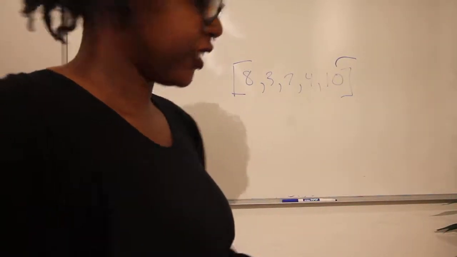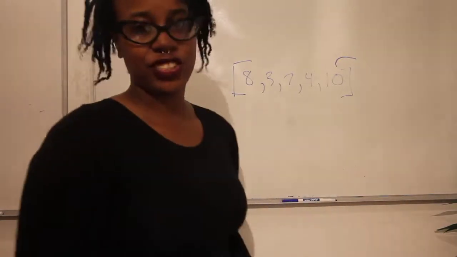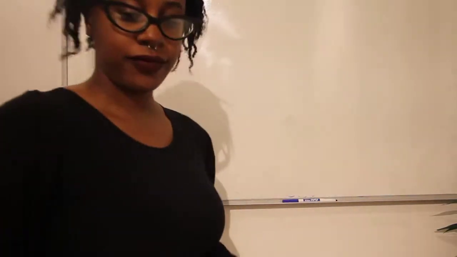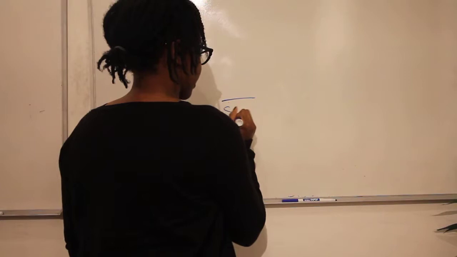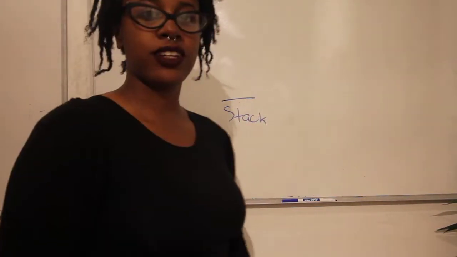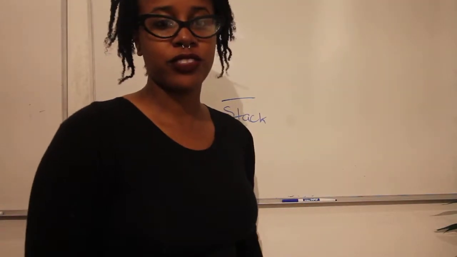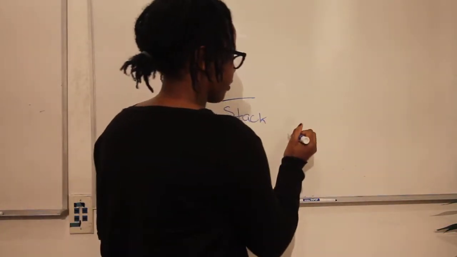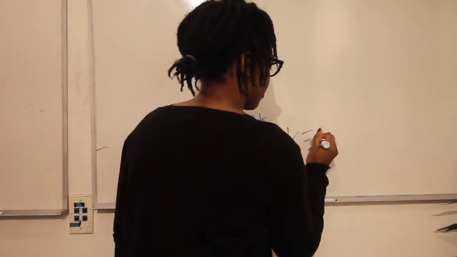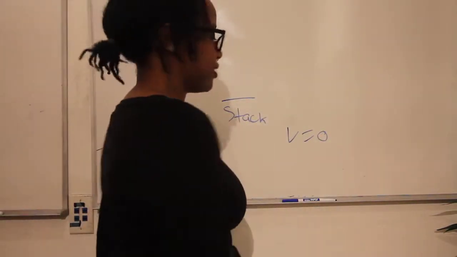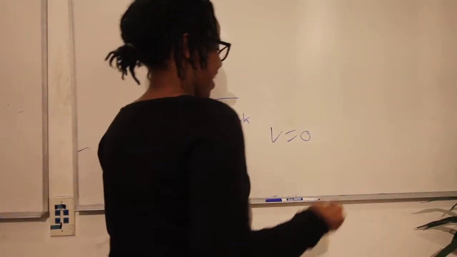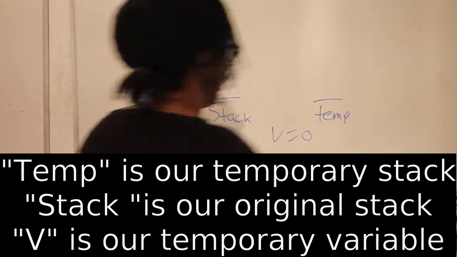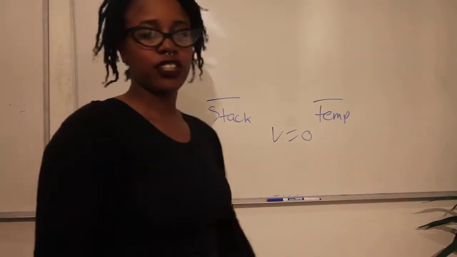I'm going to show you another version to make it easier to visualize. So we have our stack, and we're also going to have a temporary variable. I watched this girl on YouTube who showed a visualization of it, and it helped me understand what was going on. We're going to call the variable v and set it equal to 0 or something. Then we're going to have another stack, which is basically a list, called temp.